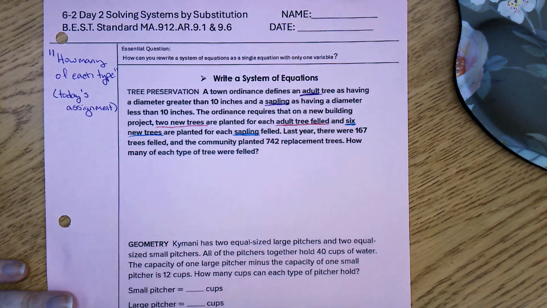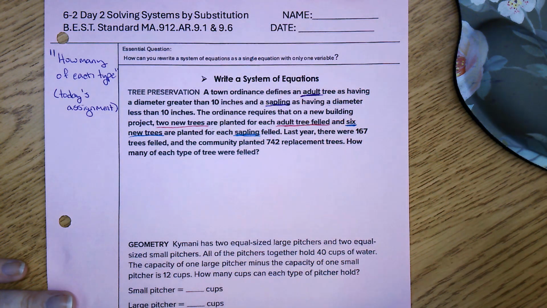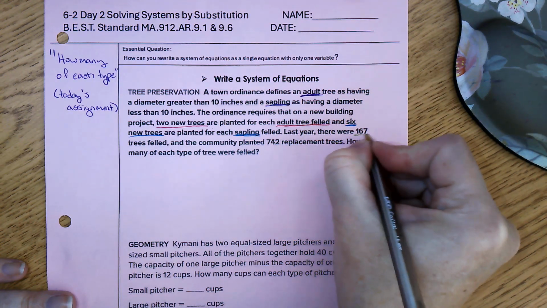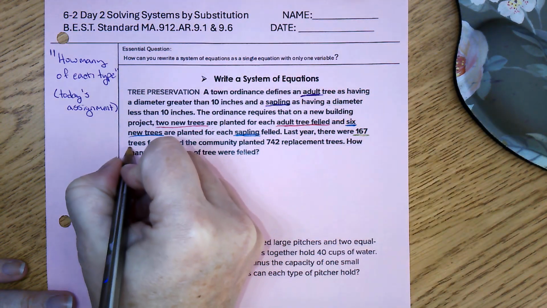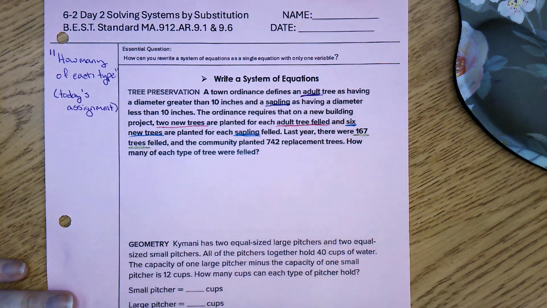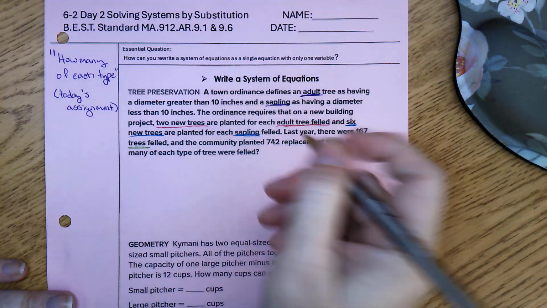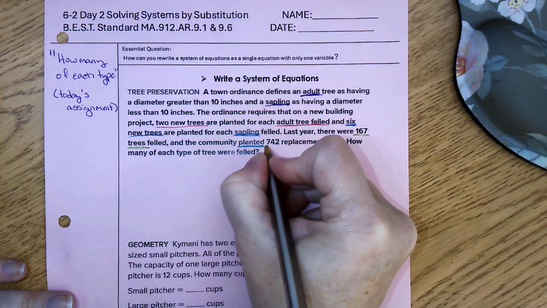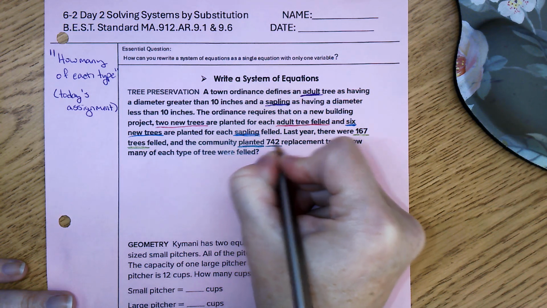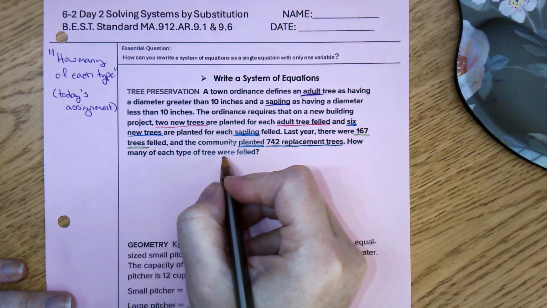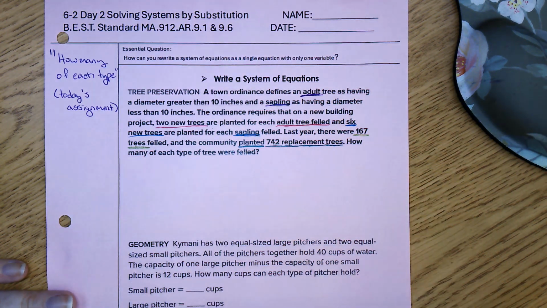Let's keep reading. All right. It says last year there were 167 trees that were cut down. All right. And then what else we got? We have got the community planted 742 replacement trees. All right. How many of each type were cut down?